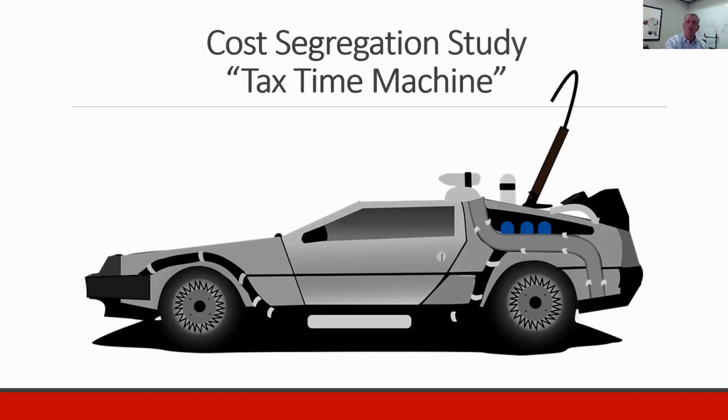What if you didn't know you could slice and dice your property into separate pieces like this? The good news: a cost segregation study can work like a tax time machine. You can go back, calculate how much deduction you've missed by not taking out your personal property, and catch up all of those deductions in a single year.